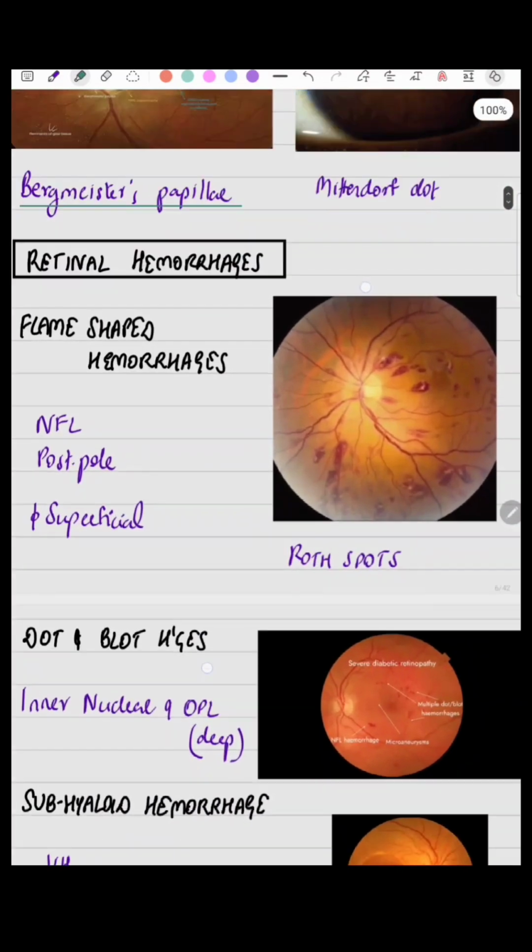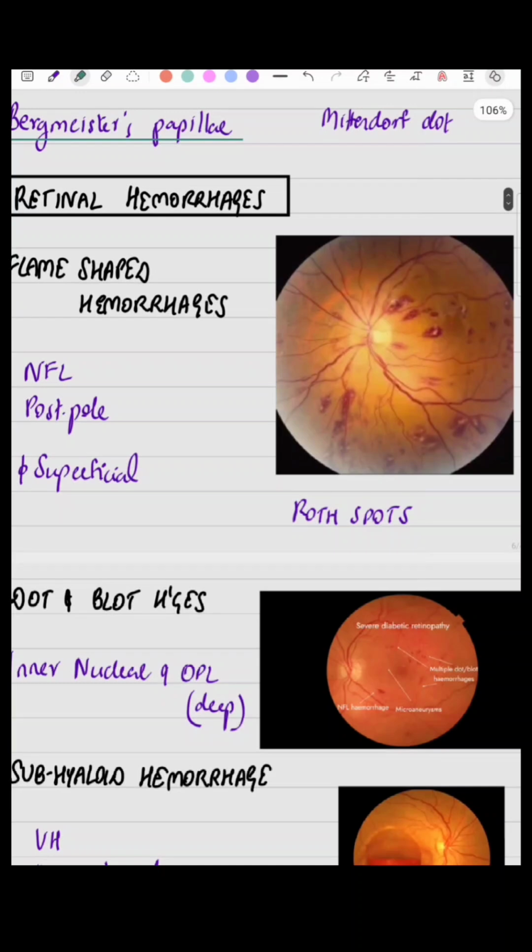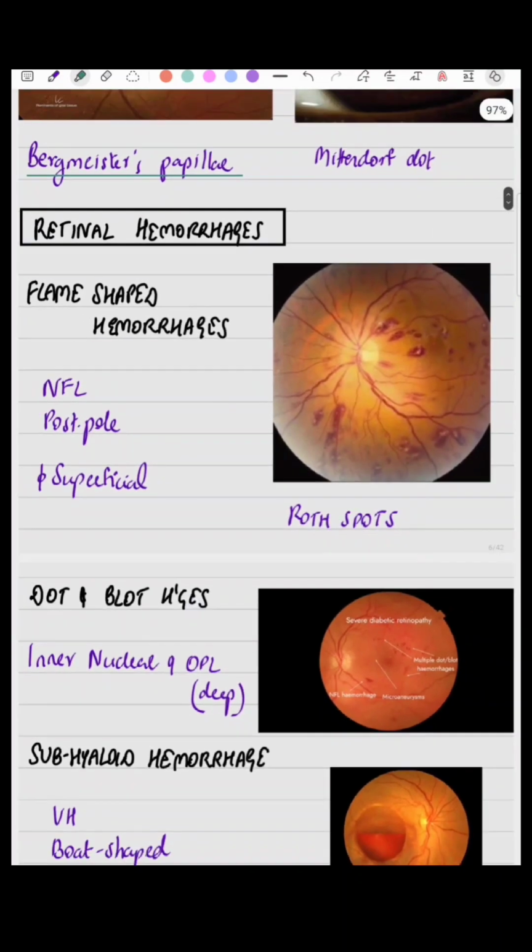Next is retinal hemorrhages. Coming to retinal hemorrhages, flame shaped hemorrhages are there, dot blot hemorrhages are there, and subhyaloid hemorrhages are there. Flame shaped hemorrhages are located within the nerve fiber layer, that is, they are superficial. They are located in the posterior pole. These are the flame shaped hemorrhages.